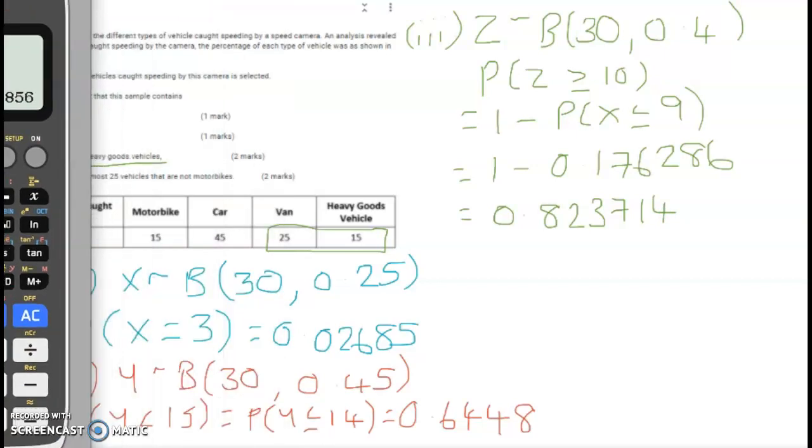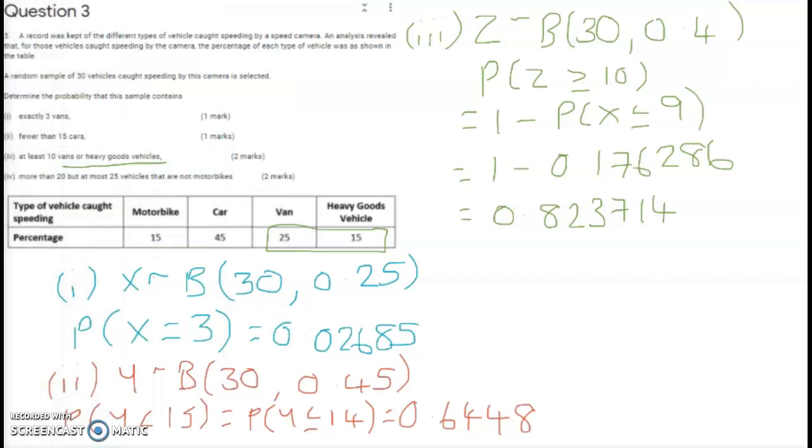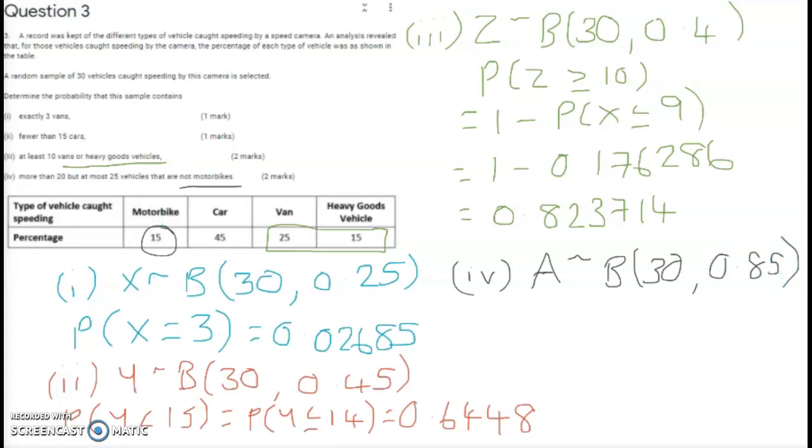The final part of this question, part B, is these in-betweeny probabilities. Part 4. It asks for, still sticking with this binomial distribution, I've run out of letters, I'm going to have to go back round to A. And I've still got 30 vehicles. And this time it is not motorbikes. So motorbikes is 0.15, so not motorbikes is 0.85. This asks me for a probability that it is more than 20, but at most 25.